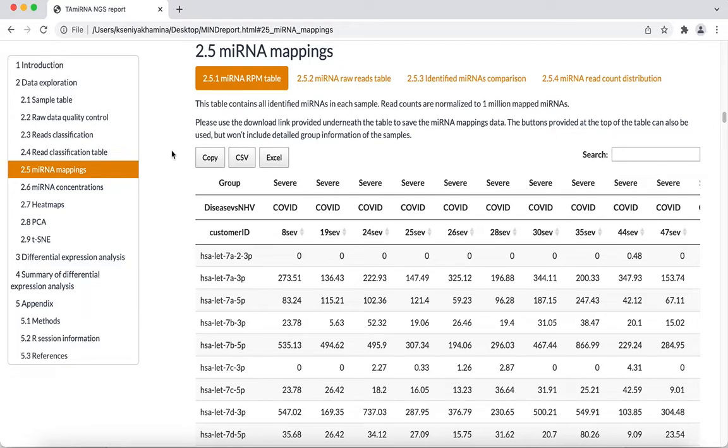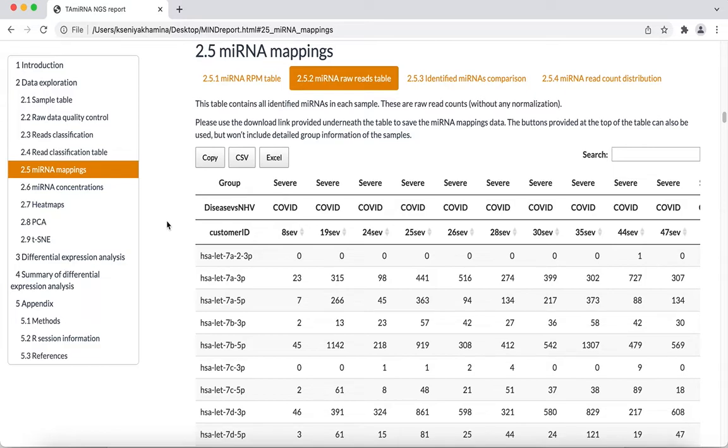2.5 microRNA mapping. 2.5.1 microRNA RPM table. This table contains all identified microRNAs in each sample. Read counts are normalized to 1 million mapped microRNAs. This table can be downloaded either as an Excel file or as a CSV file. This information can also be copied.